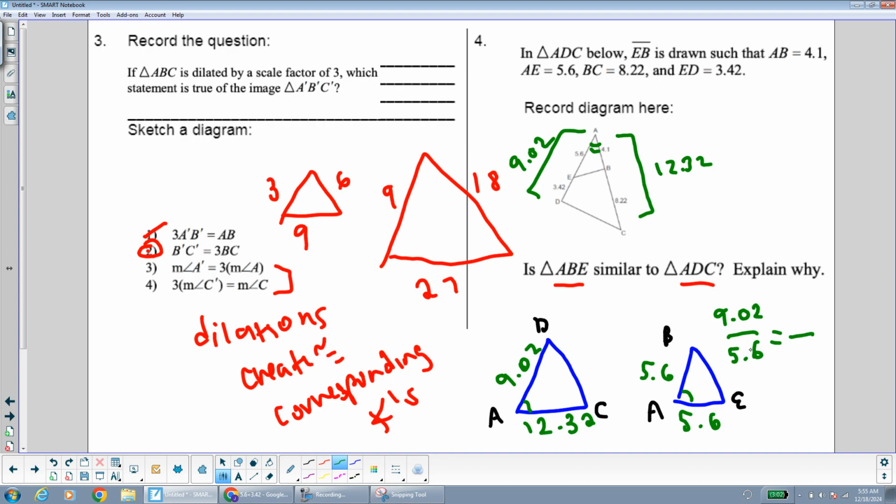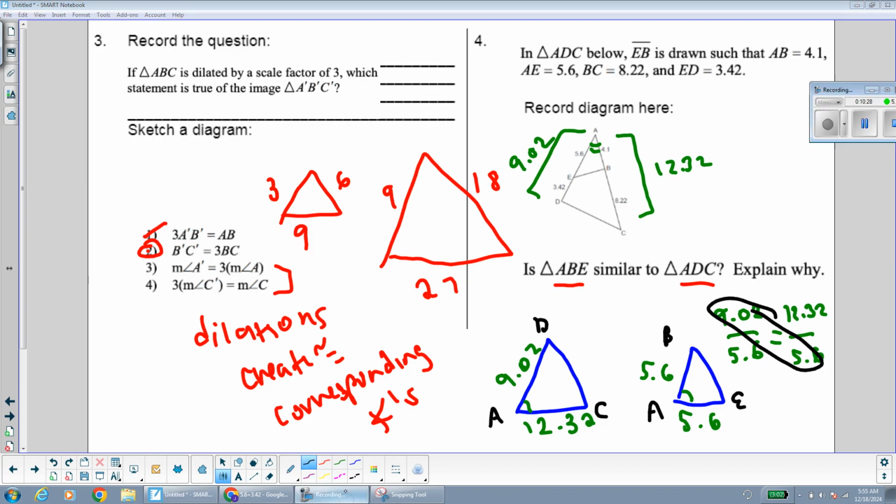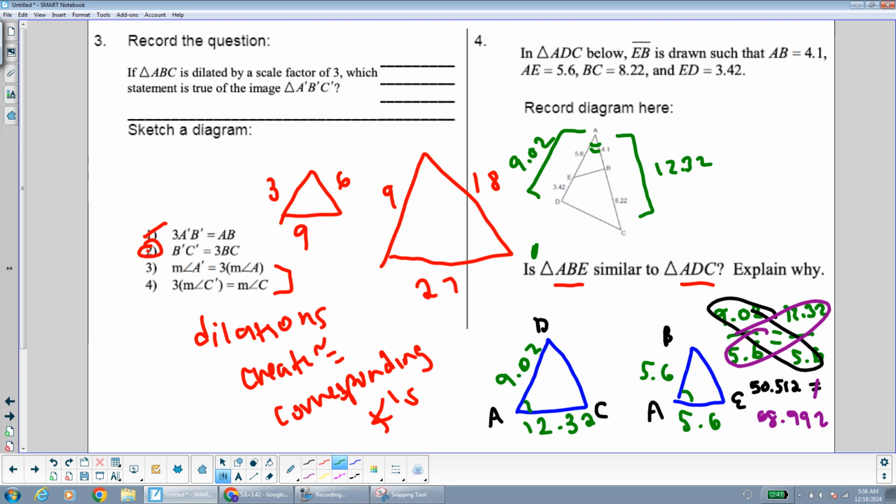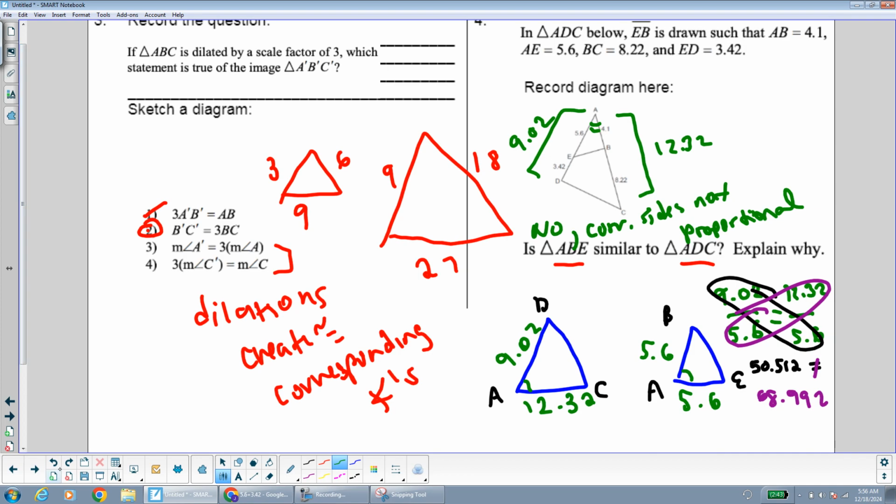Those correspond. Those correspond. Let me cross multiply and solve. And now I'll cross multiply the other way, and I'll see if it's equal. It does not end up being equal. No, the triangles are not similar. For your explanation, you can say corresponding sides are not proportional. Instead of setting up a proportion, you could have also found the scale factors.